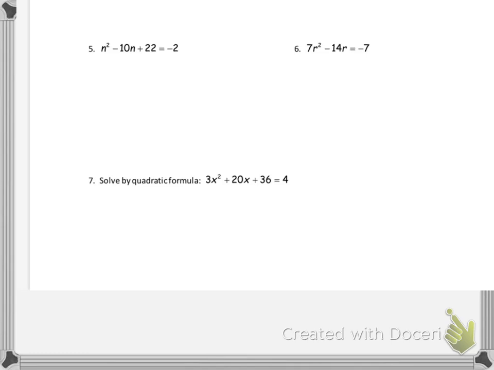Okay, we have 2 more factoring, and then we have a quadratic to solve. Let's look at 5, and bringing the negative 2 over makes it a positive 2, so we're getting n squared minus 10n plus 24. What multiplies to 24 and adds to a negative 10? That's going to be negative 6, negative 4. x equals 6, x equals 4 are our roots or our zeros of the problem. Okay, so now let's look at this one.